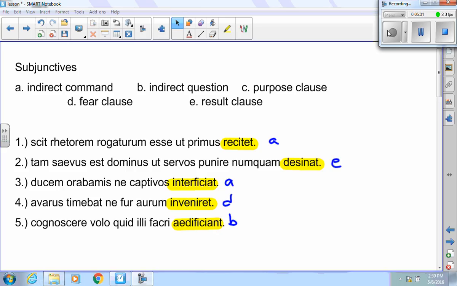And the last one I have quid, which is my question word. Volo cognoscere. We talked about that earlier. I want to know why something happened. That question is in there, so it's an indirect question.